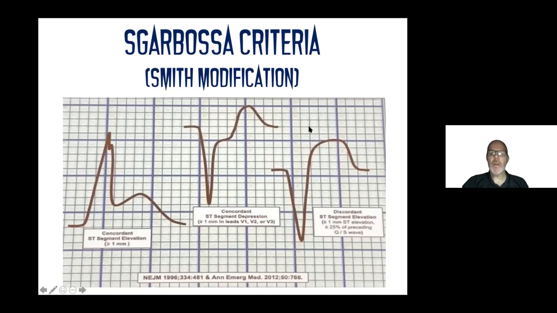Then the third criteria, if you look over here, if I'm going to call this the J point about right here, there's about 3 to 4 millimeters of ST segment elevation. And then if I measure the depth of the S wave, and if this is 25% or greater than this, then that is what's called an ST to S ratio that's greater than 0.25. In other words, the ST segment is effectively 25% or greater the depth of that QRS complex. None of these are normal patterns with left bundle branch block.